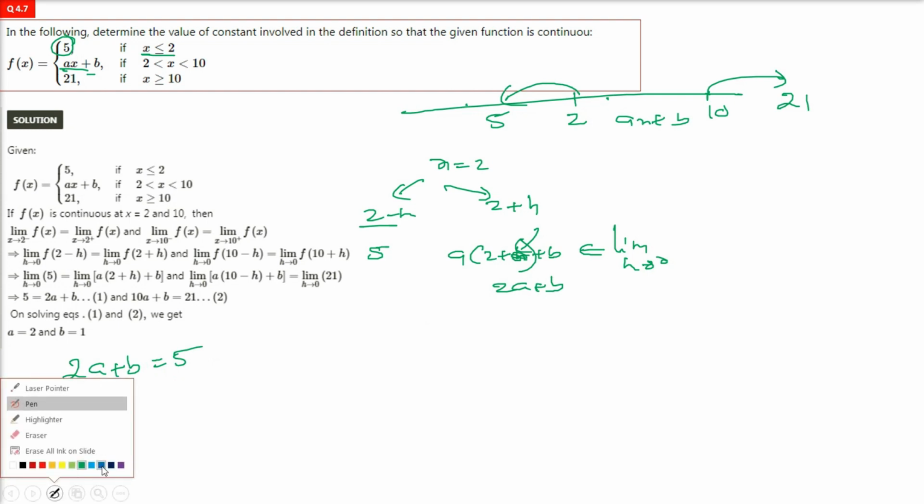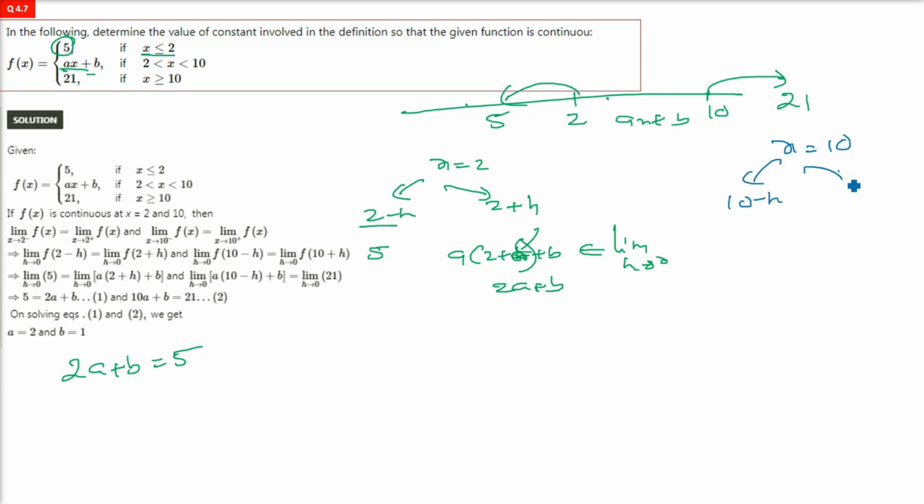Now this second one, which is the point 10. So 10 minus h on the left hand side, 10 plus h on the right hand side, and 10 minus h will put it in ax plus b. So a(10 minus h) plus b. 10 plus h you cannot put anywhere because it is already a constant. 21, just keep it as 21.